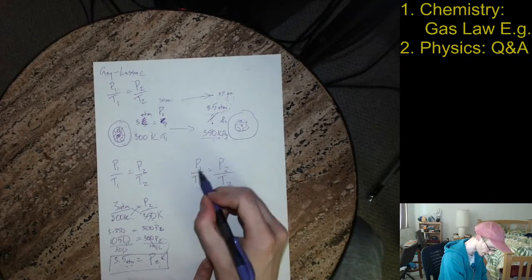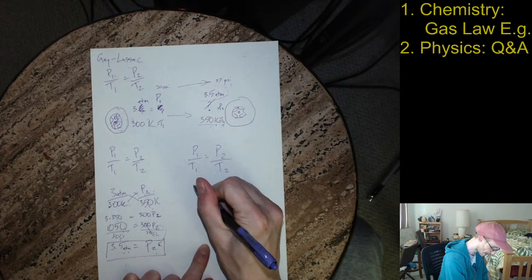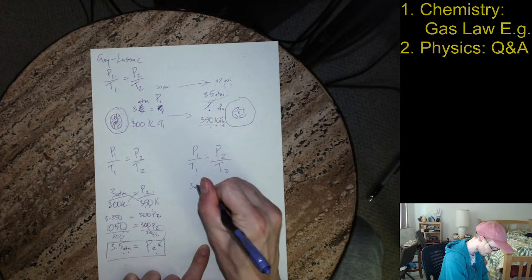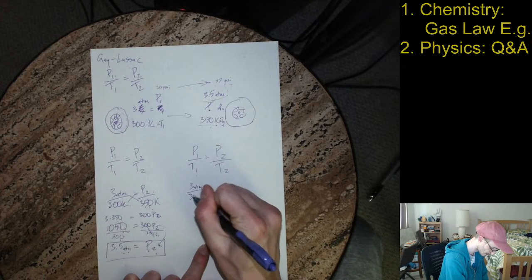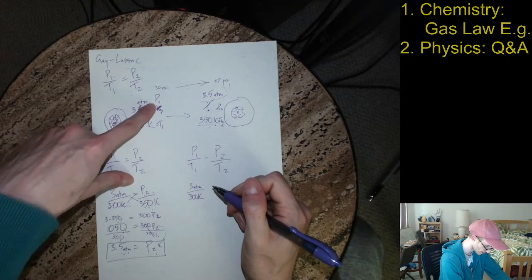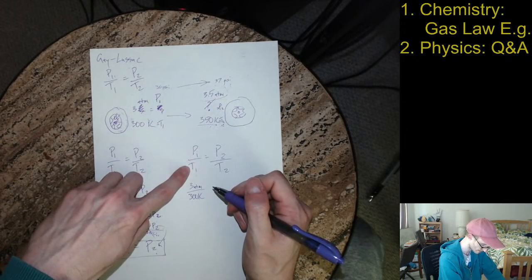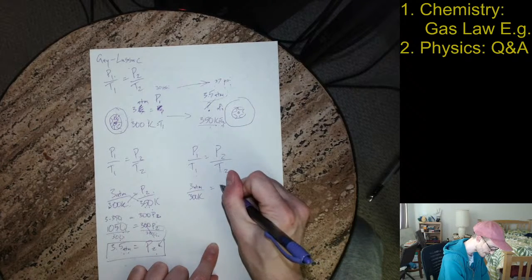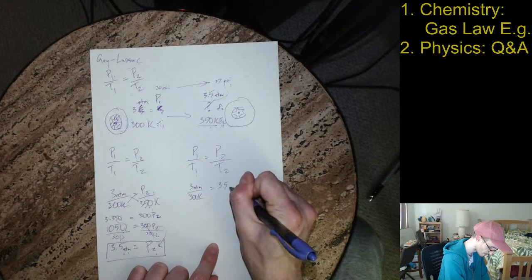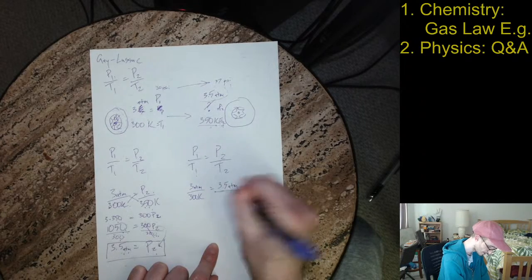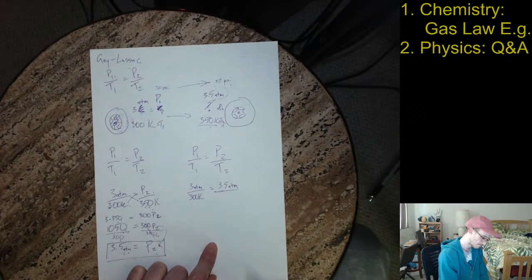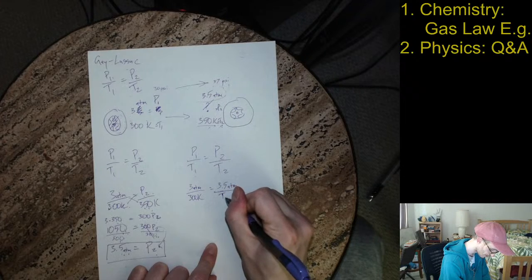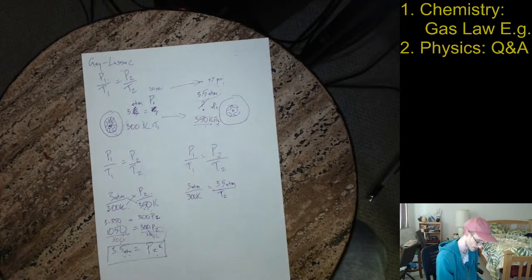So my initial conditions are the same. I start with 3 ATMs over 300 Kelvin. I'm still using my initial pressure and my initial temperature, P1 and T1, and that's going to equal P2 over T2. Now, in this case, I know P2. It's 3.5 ATMs. I measured that with my pressure gauge that I stuck onto my car. And what I'm wondering is how hot that got. And we're going to double check that we get the same answer.